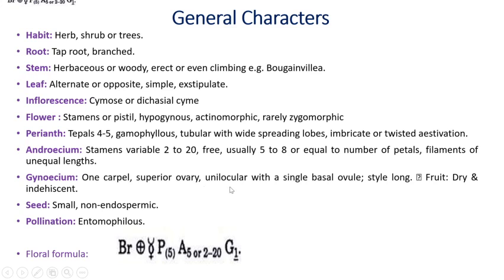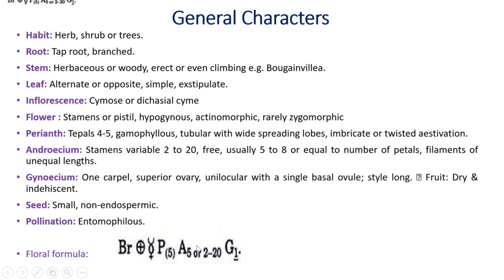Locules are only one, unilocular, and only a single basal ovule is there. The number of ovules per locule is only one, locule is one, and carpel is also one. The nature of style in this family is long, and fruits are dry and indehiscent. Seeds are very small and non-endospermic. And in this family, the type of pollination is entomophilous. That means through insects, pollen grains are carried.